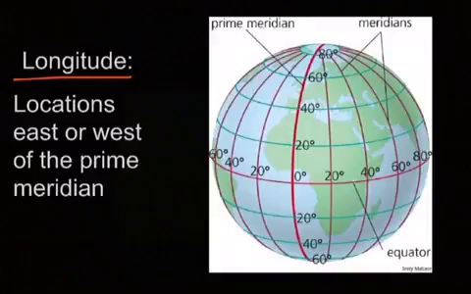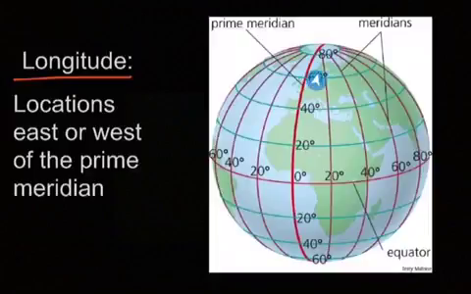Our second vocabulary word will be the word longitude. Longitude is locations east or west of the prime meridian. As you can see in this picture, you see the lines going north and south of the world. These lines are lines of longitude.